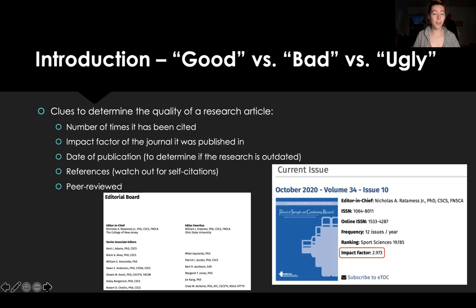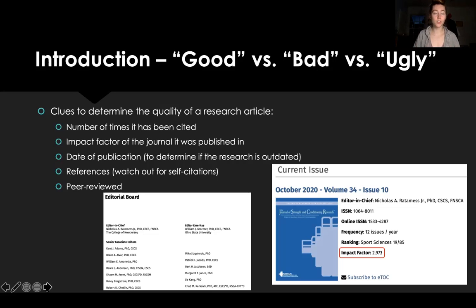So it could still be a good article, but just hasn't been cited yet. The impact factor of the journal, so the journal that it was published in, the impact factor of that is fairly important. If it's a high impact factor journal, that means it's probably really hard to get your paper submitted into that journal. So they go through a high level of scrutiny, and it has to be good research in order to be published in a journal that has a high impact factor.